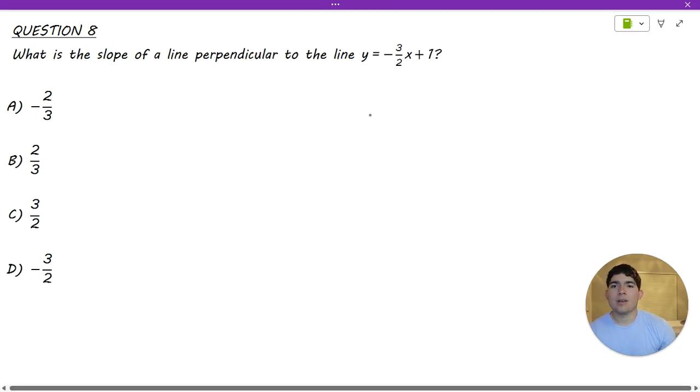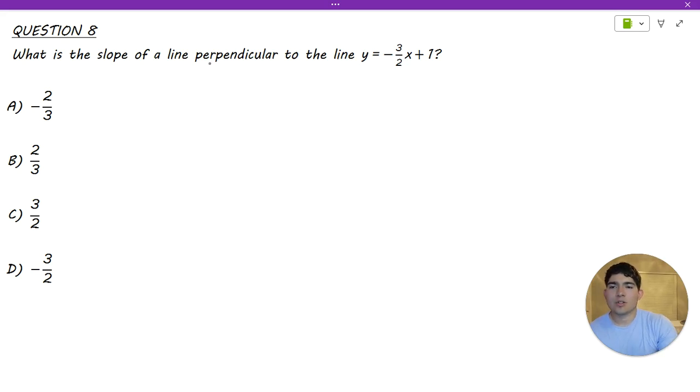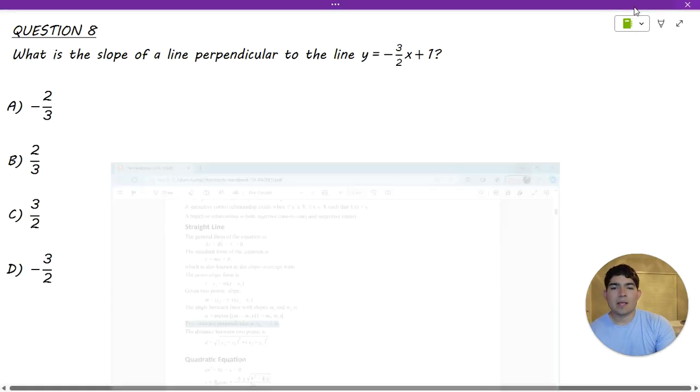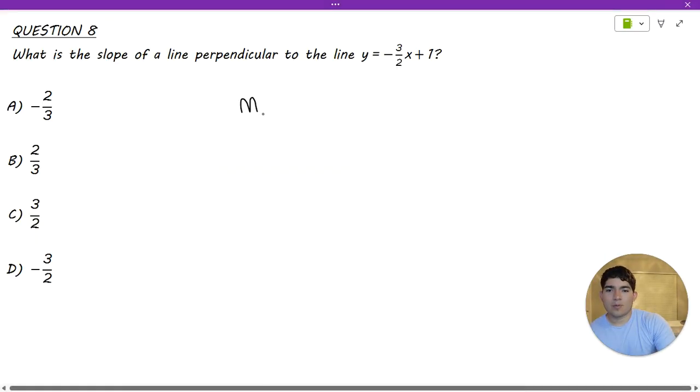Okay, so moving on to question 8. For this one, we need to find the slope of a line that is perpendicular to the line y equals negative 3 over 2x plus 1. So let me take you over to the FE reference manual real quick. So as you can see, the manual says that two lines are perpendicular if m1 is equal to negative 1 over m2. I'll write it down for us. So m1 is equal to negative 1 over m2.